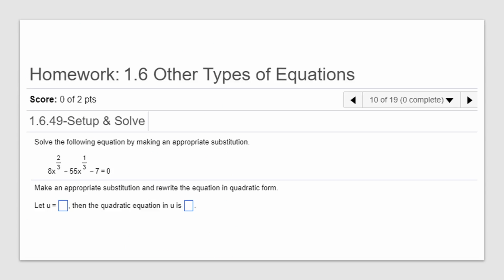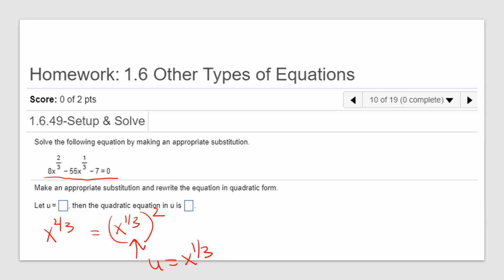Okay, so this is a very similar problem, but this time they do not tell you what the u substitution is. I have x to the 2/3 power, and I need to decide what I want u to be. If I rewrite this as x to the 1/3 power to the second, 1/3 times 2 is 2/3. So that means I want my u to be x to the 1/3 power.